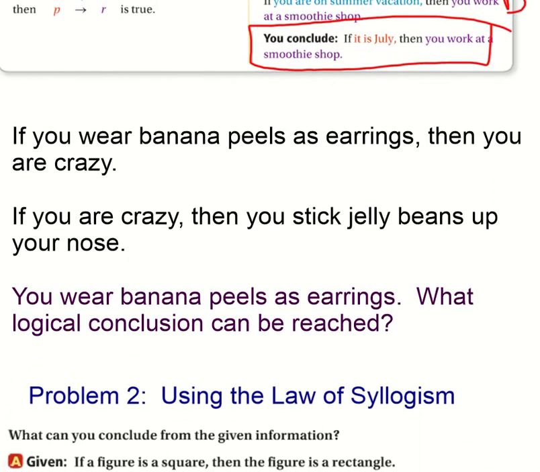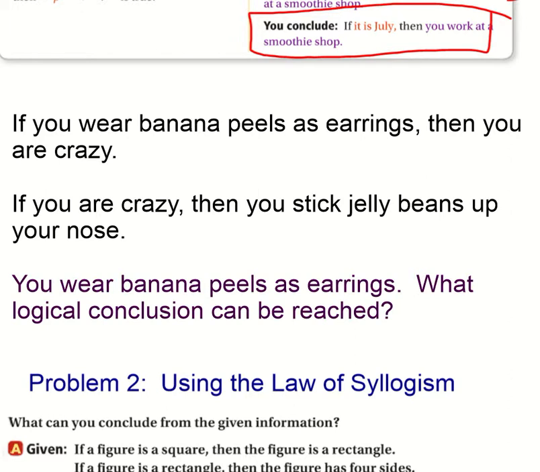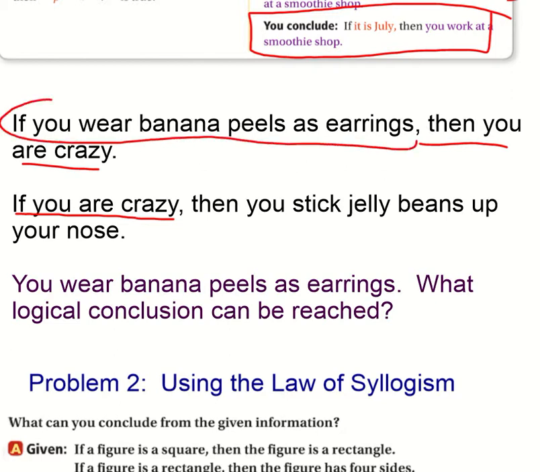So here we have two statements. It says, if you wear banana peels as earrings, then you are crazy. If you are crazy, so that links back to that conclusion, if you are crazy, then you stick jelly beans up your nose. So if you're going to wear banana peels as earrings, if you're doing this, what can I conclude about you?